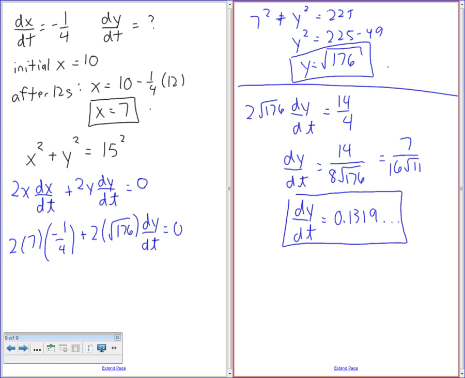7 over 32 root 11? Oh, I think because it was 14 over 32 root 11. Right, so I think I'm happy with 0.1319. Okay, but that's fine.